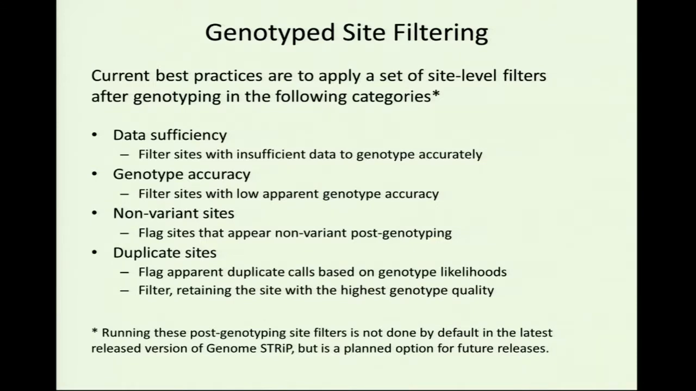There are a number of filters that we generally apply to genotype output. If you just run Genome STRiP out of the box, not all of these filters are applied, and that's because some of them are incompatible with using breakpoints. Some of the depth-based filters need to be applied internally only to the depth signal, and we don't do that automatically today. So you need to do the filtering a little bit differently depending on whether you're using breakpoints in your genotyping or not.